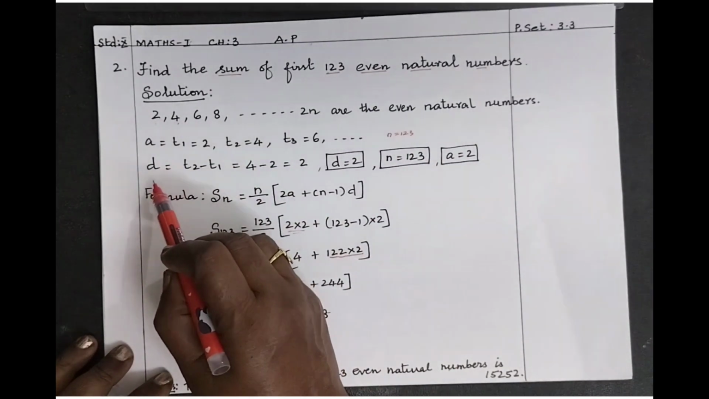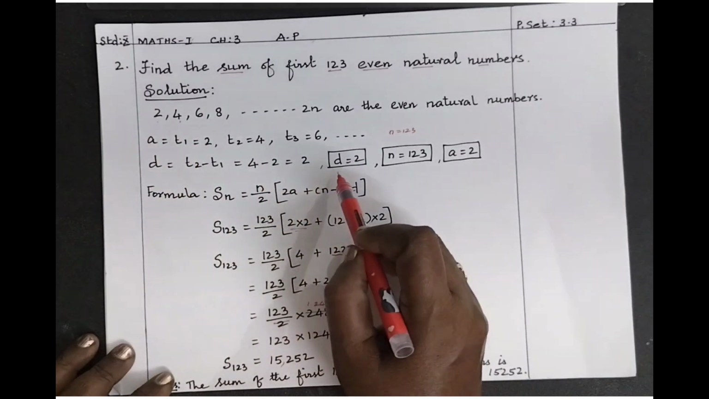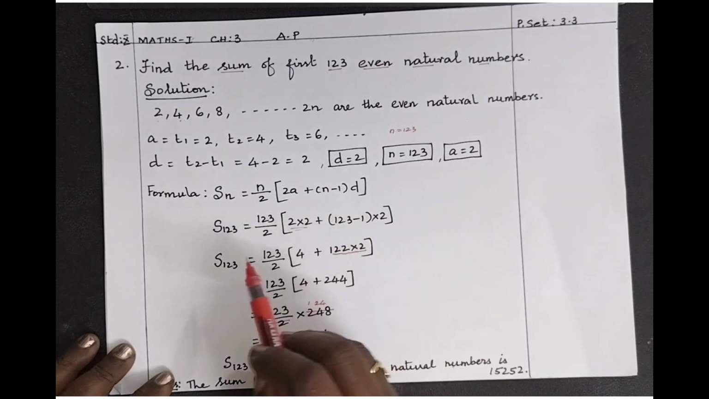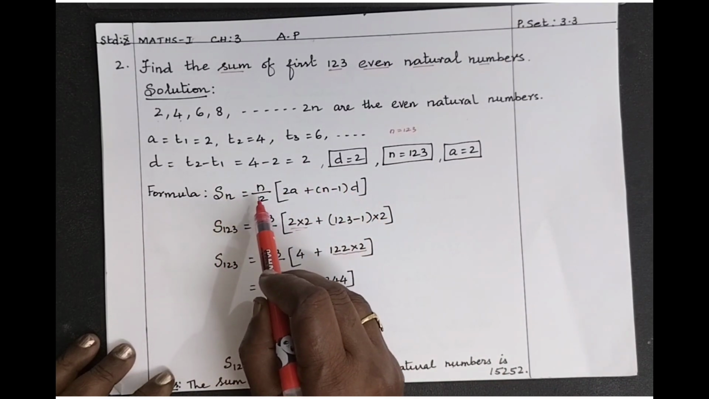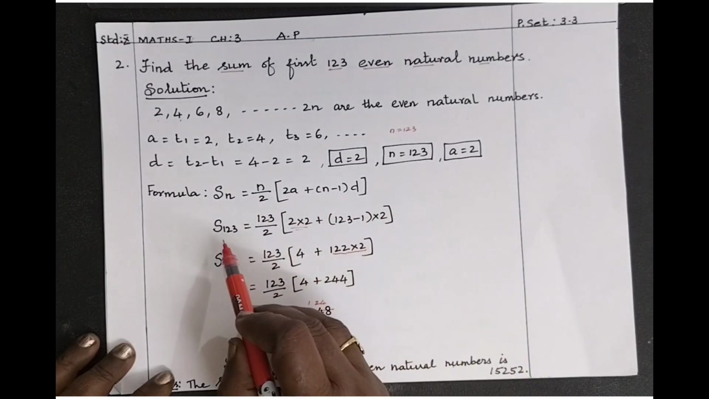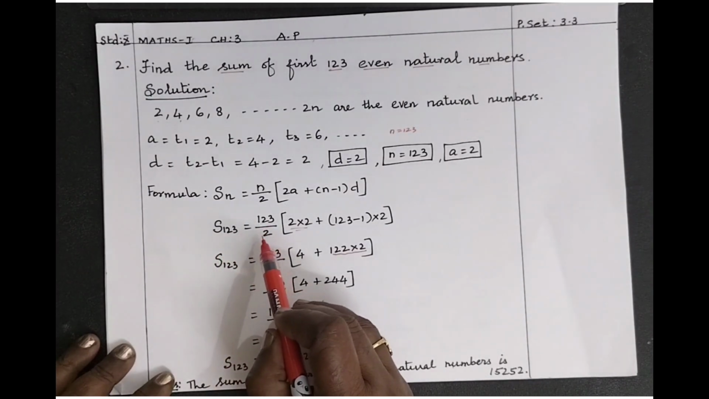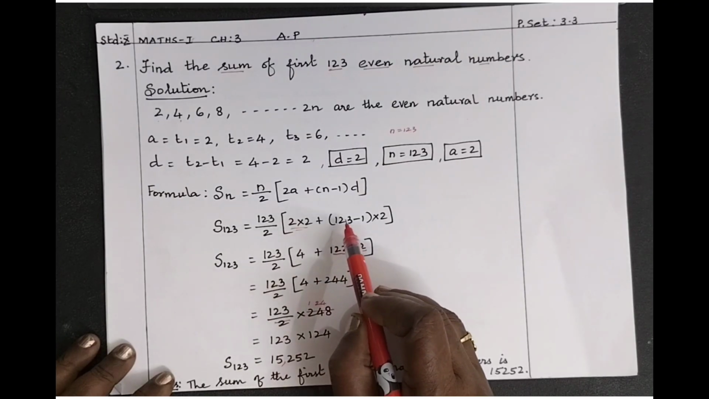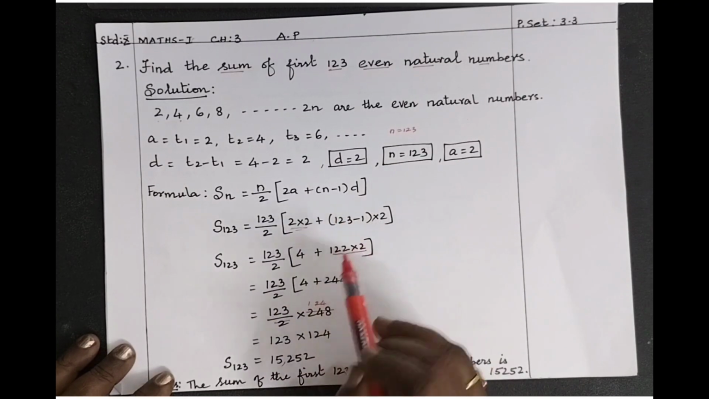Next, let us find d. d is equal to T2 minus T1, that is 4 minus 2, which is 2. So d is 2, n is 123 and a is 2. Now let us write the Sn formula, sum formula. So Sn equal to n upon 2 into 2a plus (n minus 1) into d. Now substitute the values. Therefore S123 equal to 123 upon 2 into, now a is 2, so 2 multiplied by 2 plus n is 123, 123 minus 1 into d is 2.